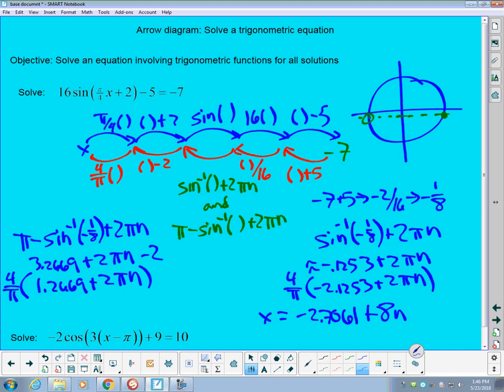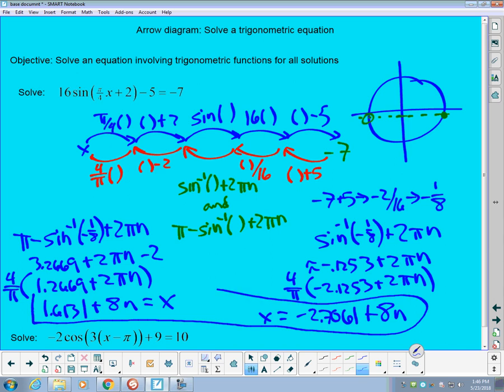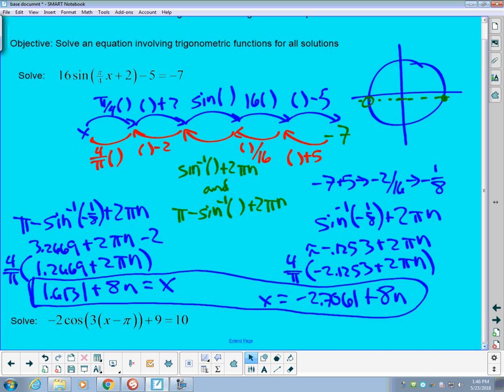So minus 2 times 4 on the calculator again, and divide by pi, and I get 1.6131 plus 8n. Again, those are my other possibilities for x. So any of these should work as solutions for that problem. Could go back and check those. I'm not going to take the time to do that right now.